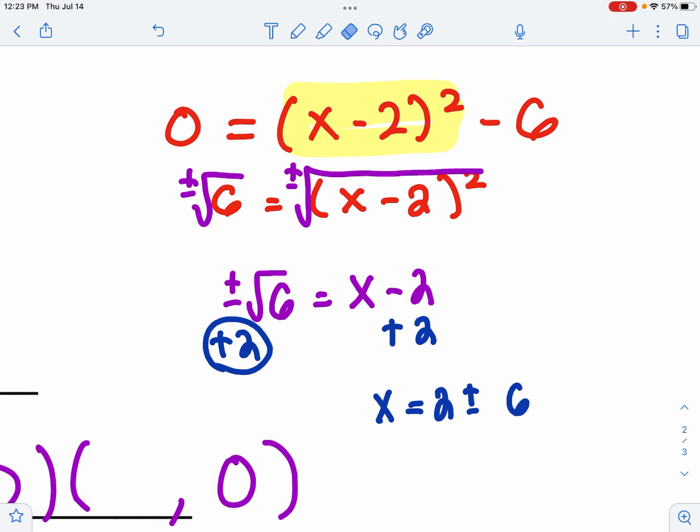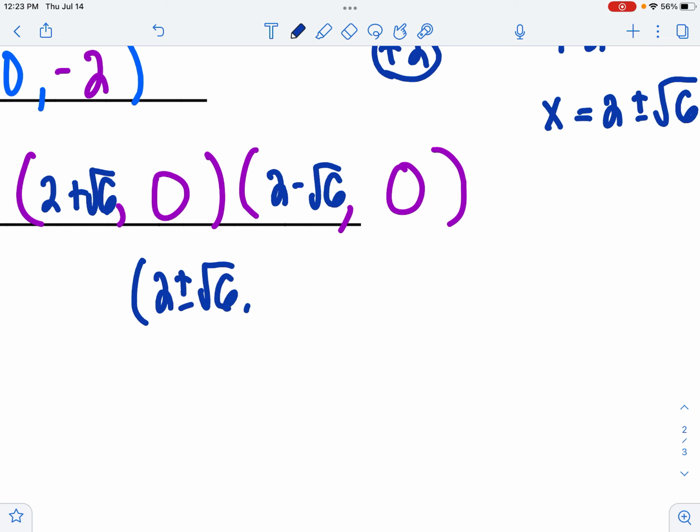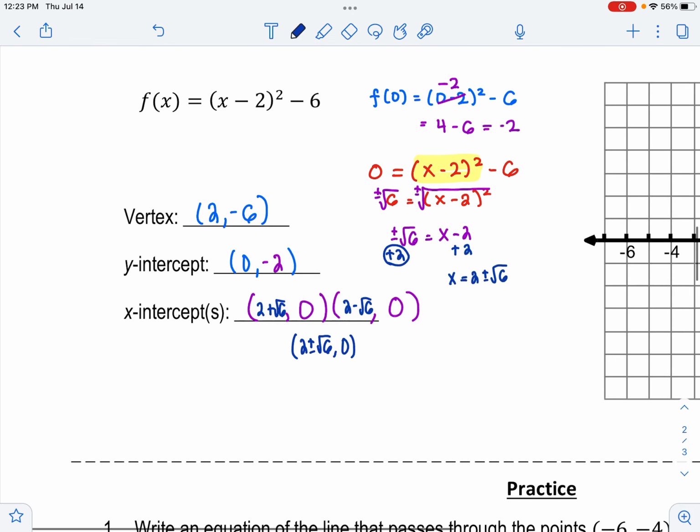If this was 2 plus or minus 6, I can say up 8 and negative 4, but it's a root 6. So it is a decimal answer, but we're not using our calculators for this. We're going to say it's 2 plus root 6 and 2 minus root 6. You could just write it as 2 plus or minus root 6, comma 0, and that would take care of both of your x-intercepts.